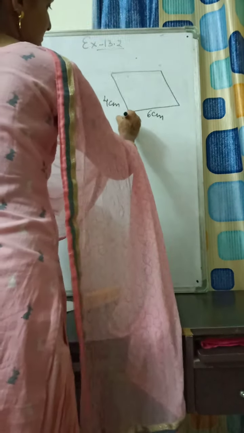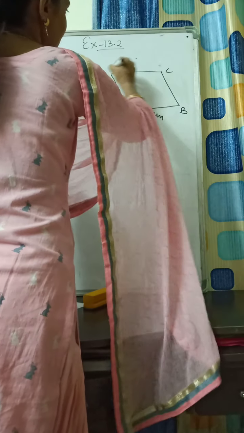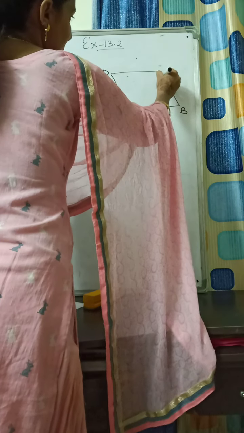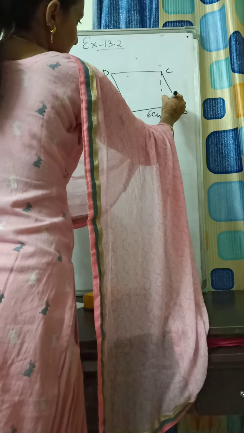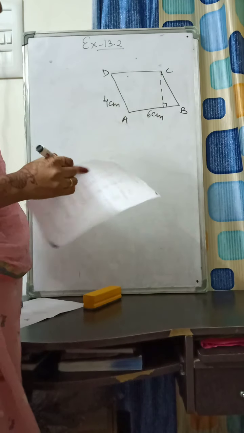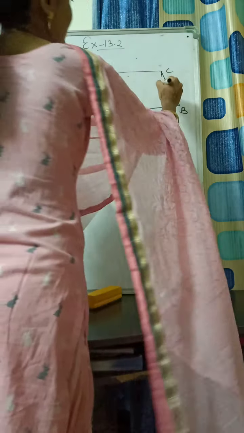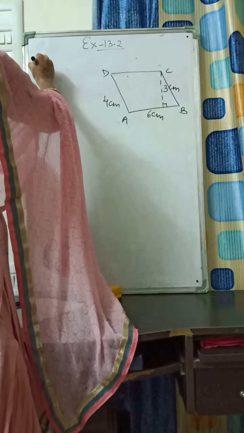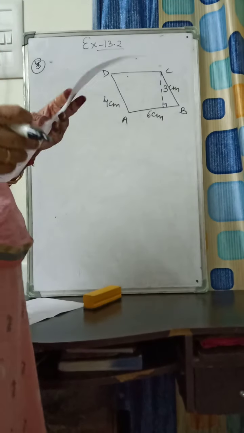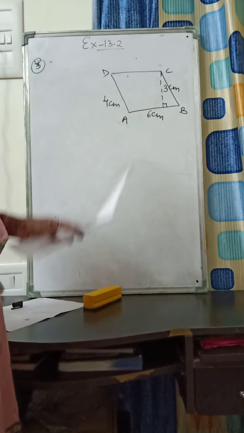So this is A, B, C, D. On the base AB, this is the perpendicular line segment, and the perpendicular line segment is the height, and that is 3 centimeter. In the first part we have to find the area of the parallelogram.